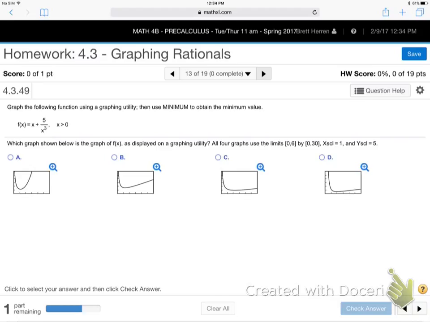All they want you to do is graph it. They don't want the horizontal and vertical. Yeah, I'm going to skip this one, guys. I didn't realize they don't want you to do that.